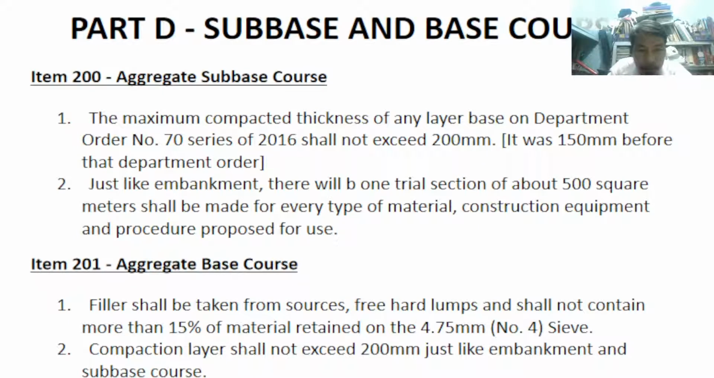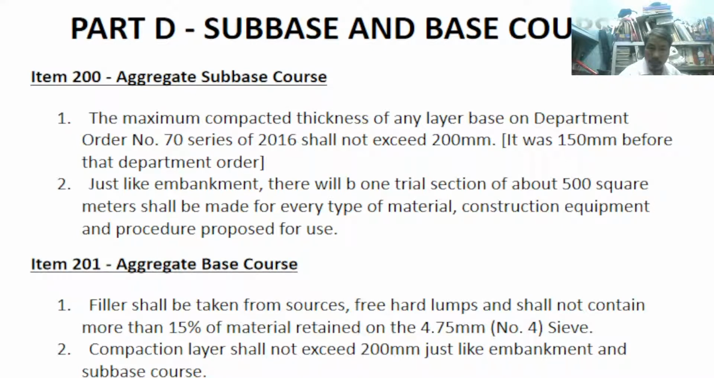diagram. Free of hard lumps and shall not contain more than 15% of material retained on the 4.75 mm sieve. So 4.75 mm sieve. So it shall not contain material greater than 4.75 diameter. That is what we mean by that. If ever there are more than that, only 15% could be more than that.